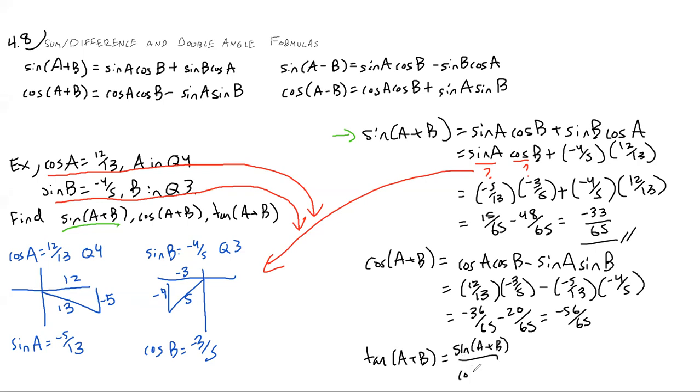And we know the sine and cosine. We just figured that out. So I'm going to get negative 33 over 65 over negative 56 over 65. And then we can just multiply the top and the bottom by 65, and the negatives will cancel. We get 33 over 56. So those are my three answers.